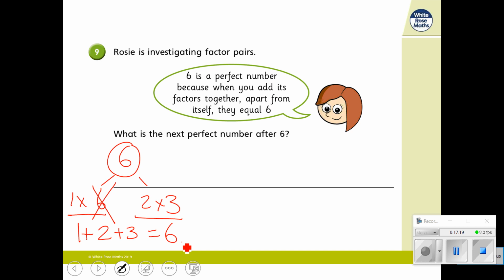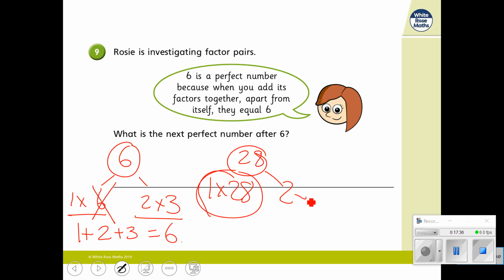Are you ready? So 28 has got the two factors of 1 times 28. Okay. 2 times 14. 3 times nothing. 4, no. Yeah, 4 times 7. And then that's it. Those are all the factor pairs for 28. So let's take off 28.